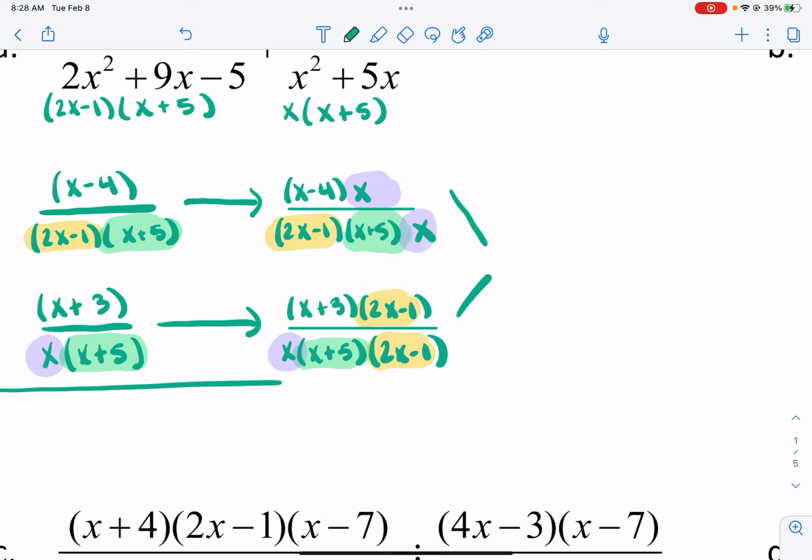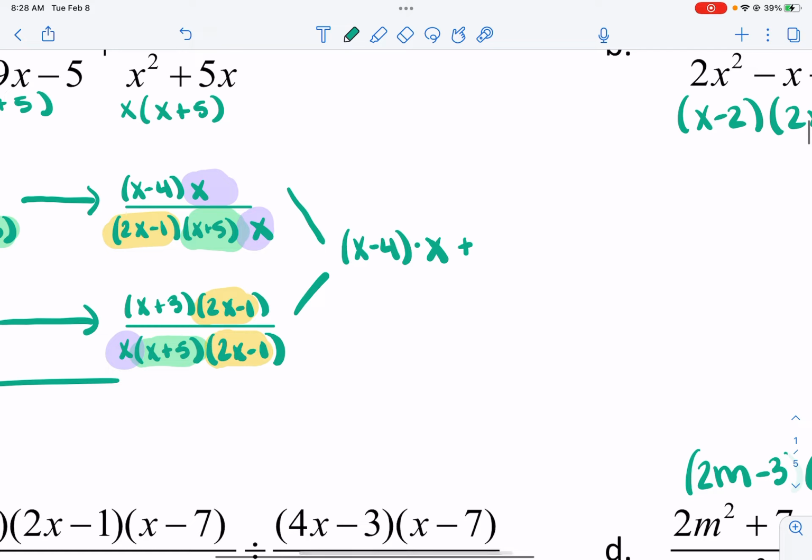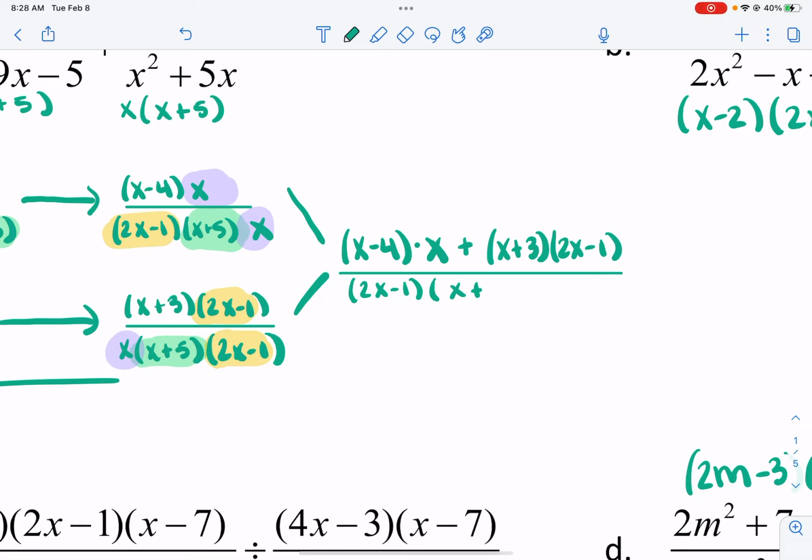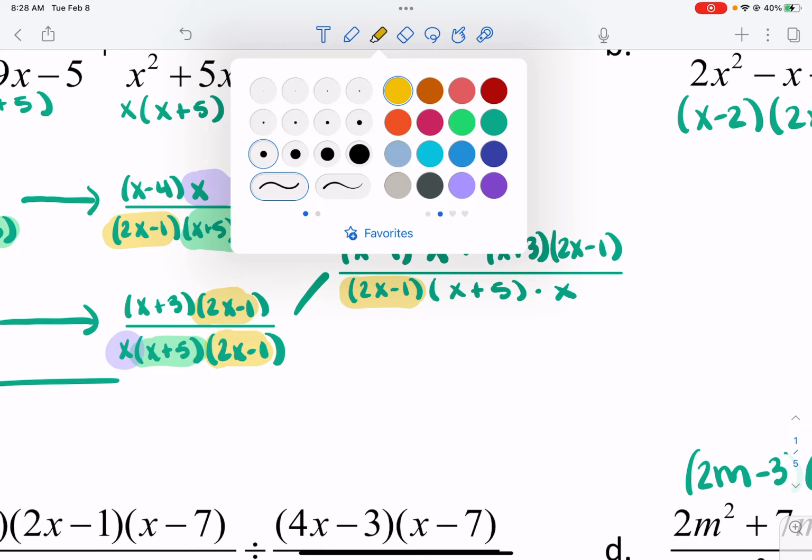It doesn't really matter what order you write them in terms of the denominator here, as long as they're all being multiplied together. So I'm going to start here with our numerator, x minus 4 times x, and we are adding that to x plus 3 times 2x minus 1. And that'll be all over, it doesn't matter what order, again, I'm just going to write 2x minus 1 times x plus 5 times x. And again, we've got our gold, green, and our purple.